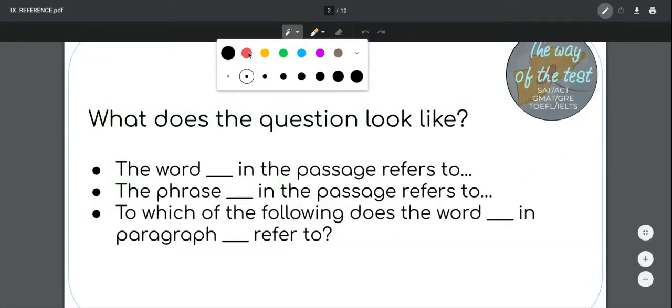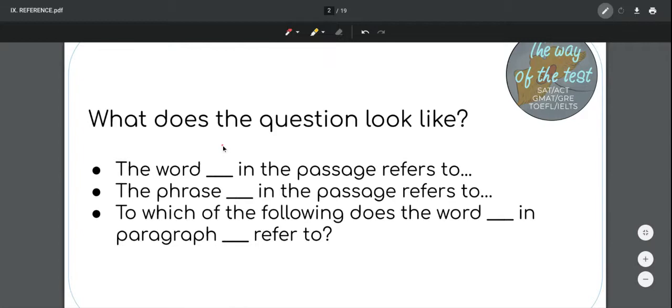The question looks something like this. The word, and then they're going to tell you the word in the passage refers to, or the phrase in the passage refers to, or to which of the following does the word X in paragraph 3 refer.